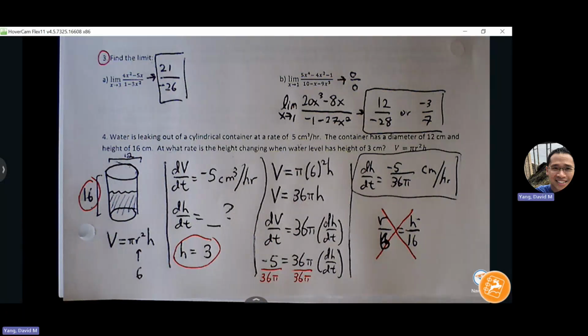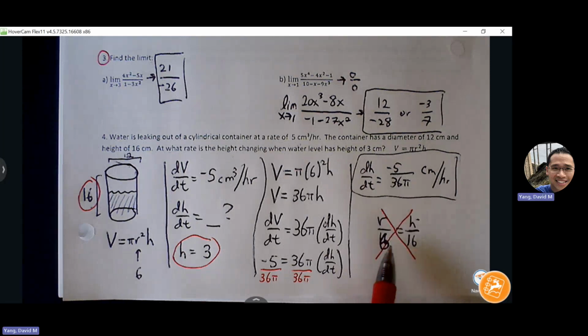So you only do it for cone problems, right? That's right. We only do this special relationship for cone problems. Well, we do have a similar triangle relationship for shadow problems, but that's a lot easier, right? You just build the relationship, and that is your equation. With cone problems, this relationship is so that we can do substitution into the volume equation. Okay, next up.